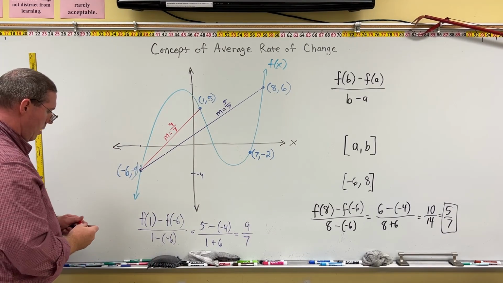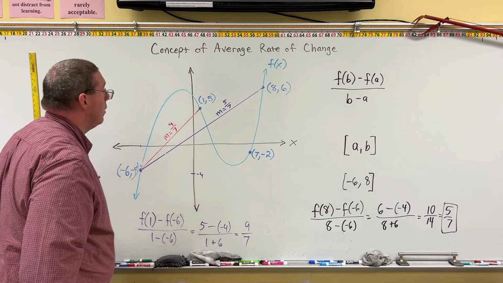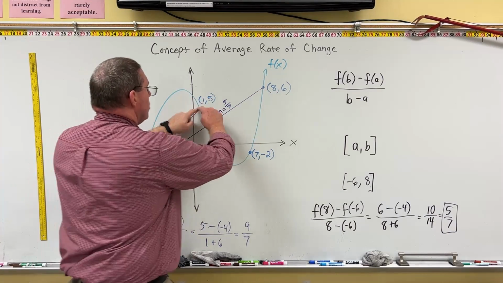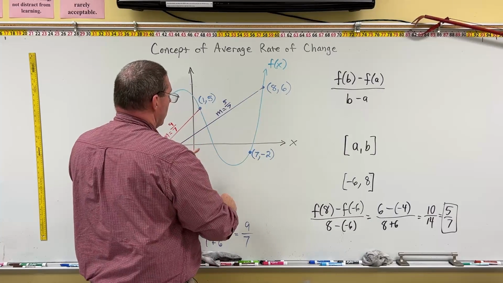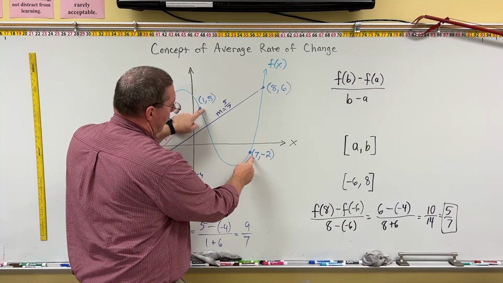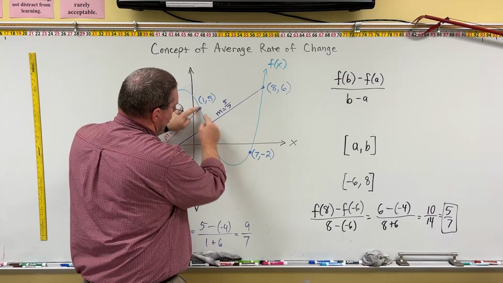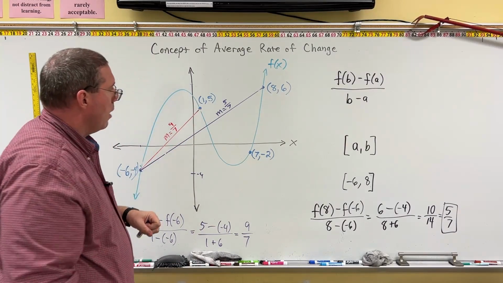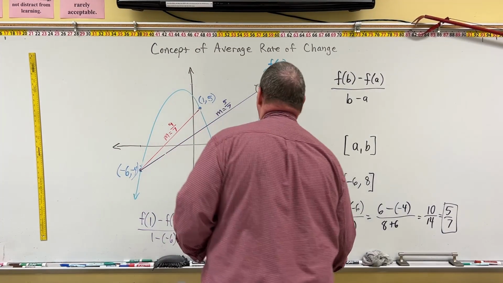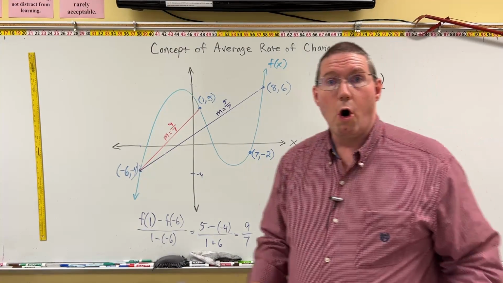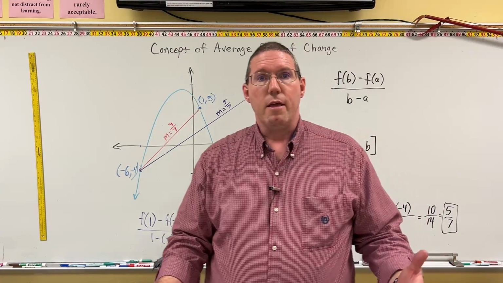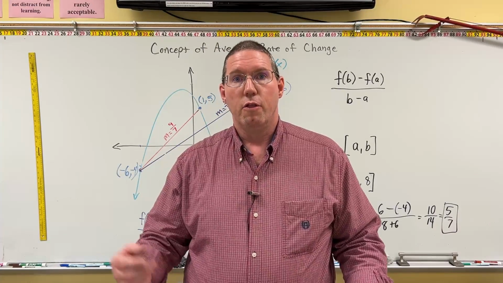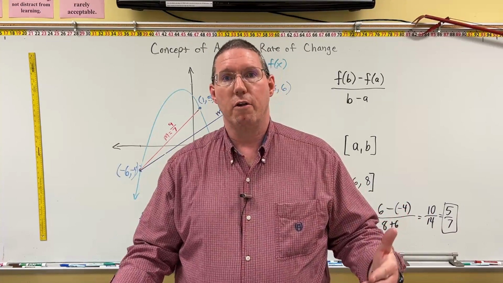Okay? And now we could also do the average rate of change between (1, 5) and (8, 6). And if we did, we would put a straight line between here and here. We could also do the average rate of change between (1, 5) and (7, -2), and it would create a straight line here. It would be the slope of the straight line between here and here. Okay? And so what I'm saying here is that the concept of the average rate of change on an interval is the slope of the straight line that connects the 2 points of the function on that interval from a to b.